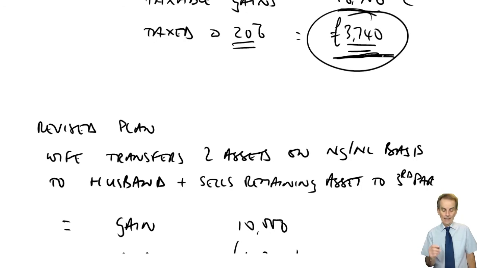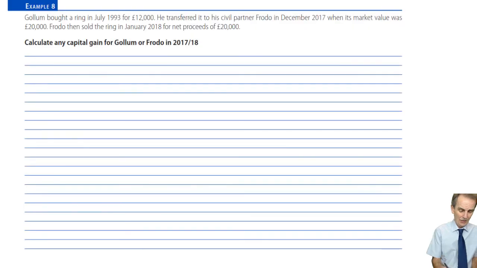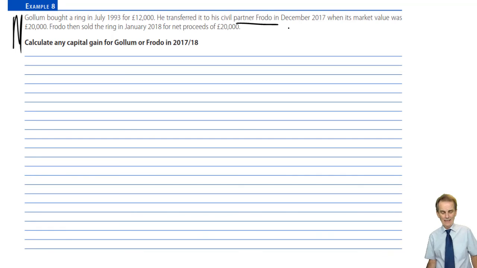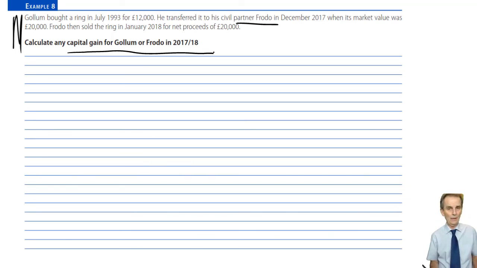Okay. Can you please, before I see you again next time, look at the little example there, example 8, Gollum there, bought a ring, that's a surprise, isn't it? And transferred to his civil partner, Frodo there. Can you work it out there? Any capital gain for Gollum or Frodo in the tax year? That still leaves us, I'm afraid, as we said, it was a big chapter, this one, with a few more areas for us to hopefully see off in the next session together.